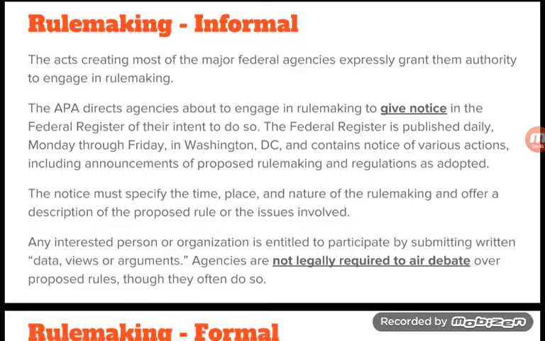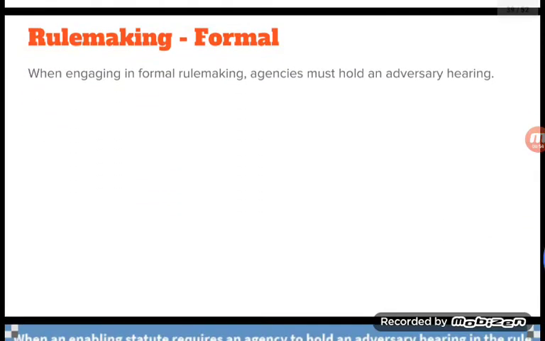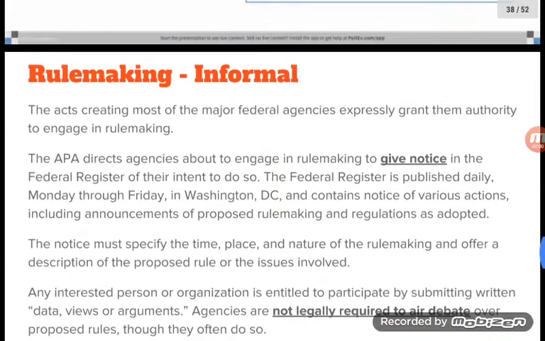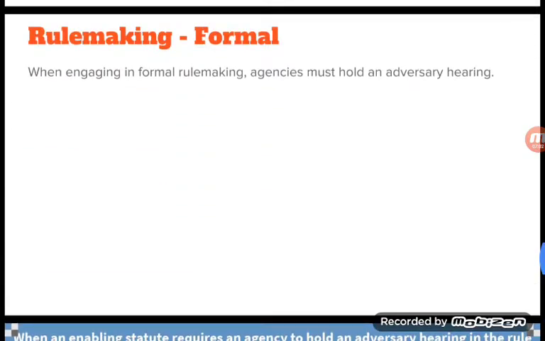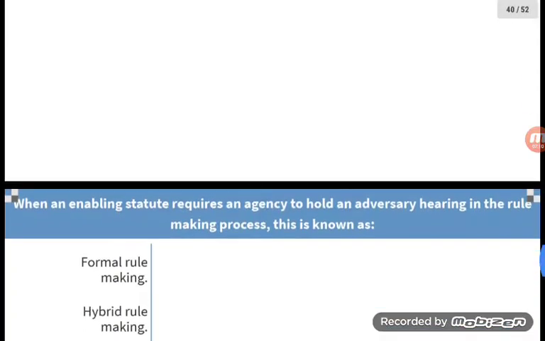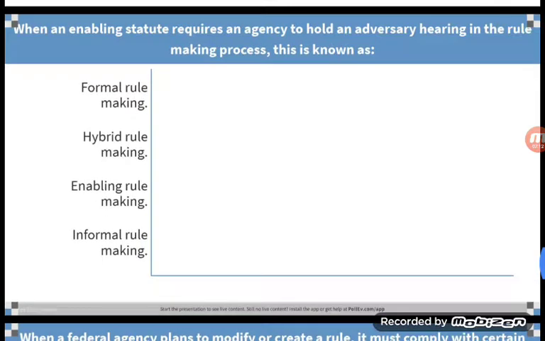The notice with regard to place and time, and opportunities to give your own views, data, or arguments to persuade the agency under the informal standard. Sometimes the agencies will be under a formal rulemaking standard, which will be the exact same as the informal standard, but when engaging in formal rulemaking, agencies must actually hold an adversary hearing. So there is going to be a hearing there where people can come and have a debate about the rule before it's promulgated by the administrative agency.